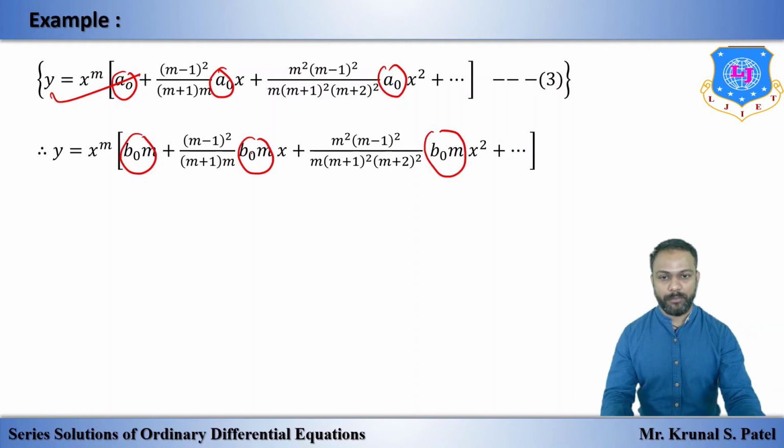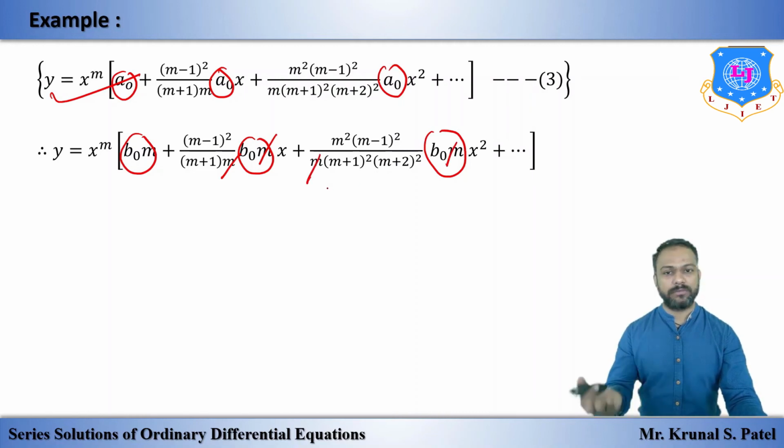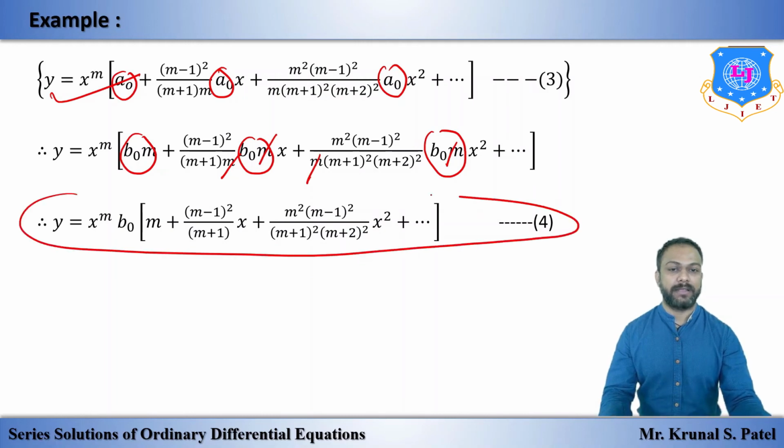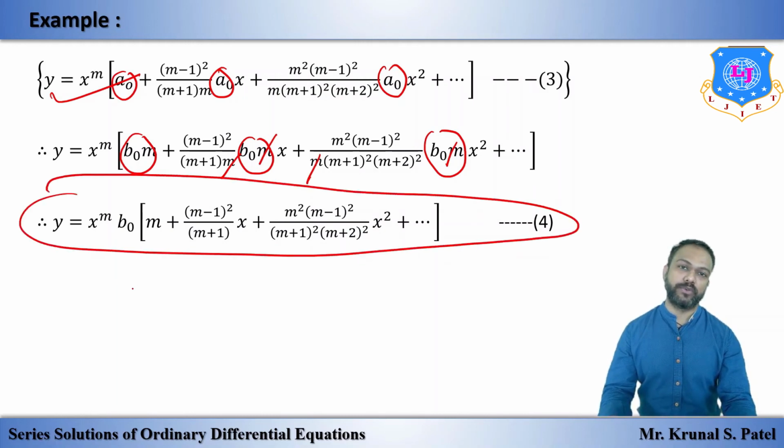Now we can take b0 common, and we can cancel out this m with that m. Because of that m, this no longer becomes infinite, so now it's no more an infinite term. So we have this y as our final answer. This is our final answer. And now we will use this smaller root to find the first solution and second solution, as we told.